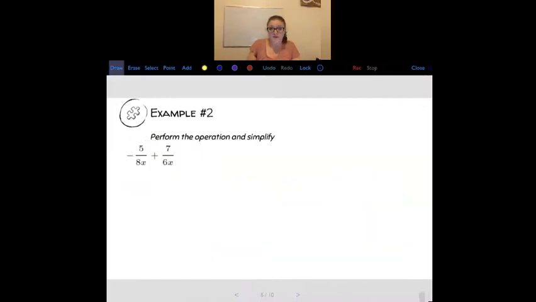Example 2, perform the operation and simplify. So in this case, our denominators are different, so we have to determine the least common denominator. We need to take into account the numbers, the 8 and the 6, and the x.